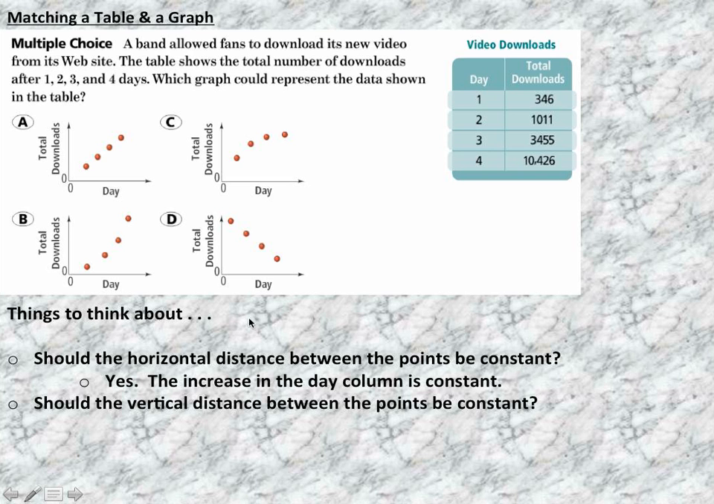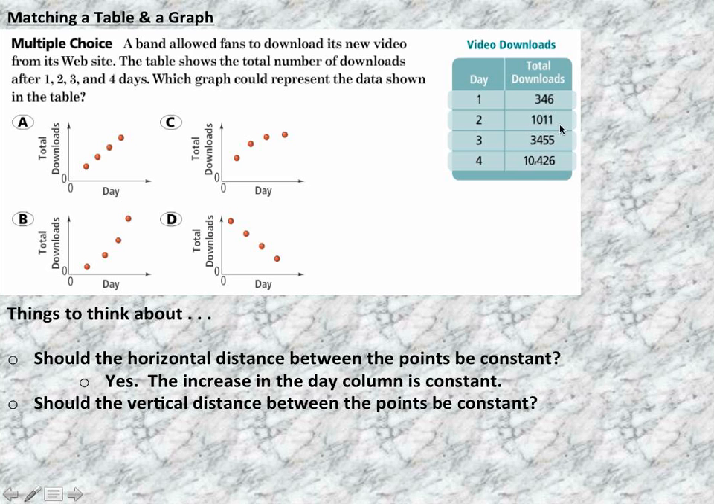All right, what about the vertical distance? So vertical is the total downloads. So if I look in this column, well, does that stay consistent? From here to here, and then from there to there, and then from there to there. Does that look consistent? Well, from here to here is about 700-ish, right? From here to here is about 2,400. And then from there to there is about 7,000.